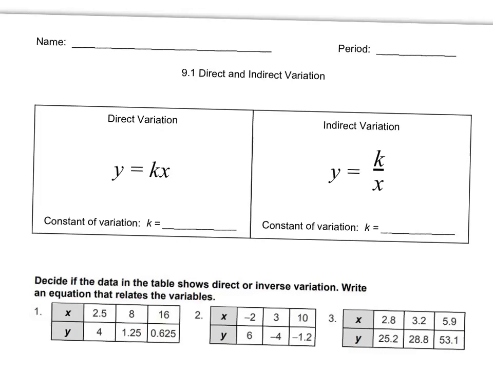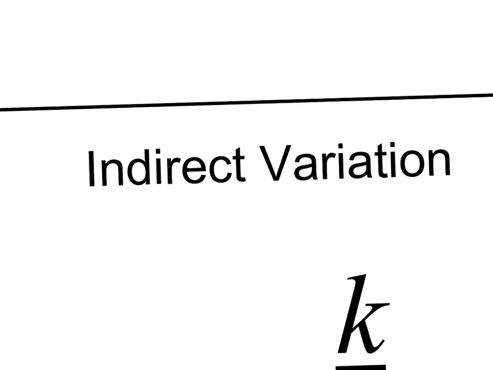9.1, this is your notes and your homework all in one. And we're talking about two things. We're talking about direct variation and indirect variation. Indirect variation is also known as inverse variation. They mean the same thing. Okay?